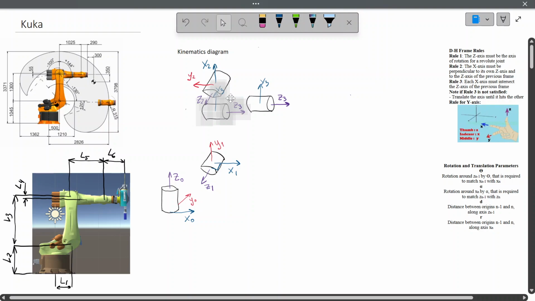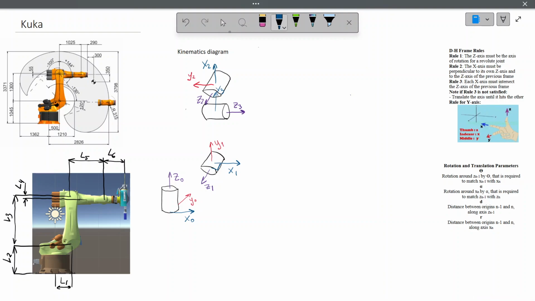For example, to here, and we need to check that everything is okay. So it's perpendicular to this one, and it's also perpendicular to the Z2. So we can, for example, redraw Z2 this way, so we will see that they are perpendicular to each other. So that's how we shifted this joint.